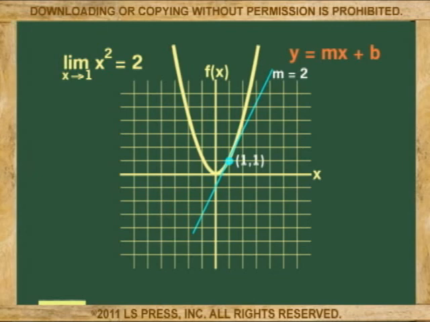Now, by using the slope-intercept equation, y equals mx plus b, and because the slope is 2 and the y-intercept is -1, the equation of the tangent is y equals 2x minus 1, where 2 is the slope and -1 is the y-intercept.